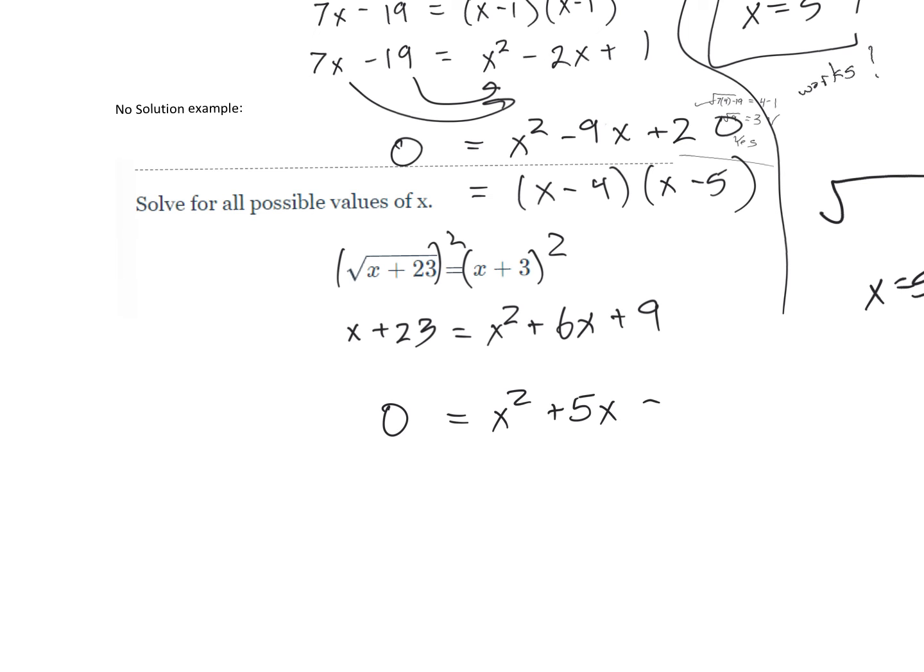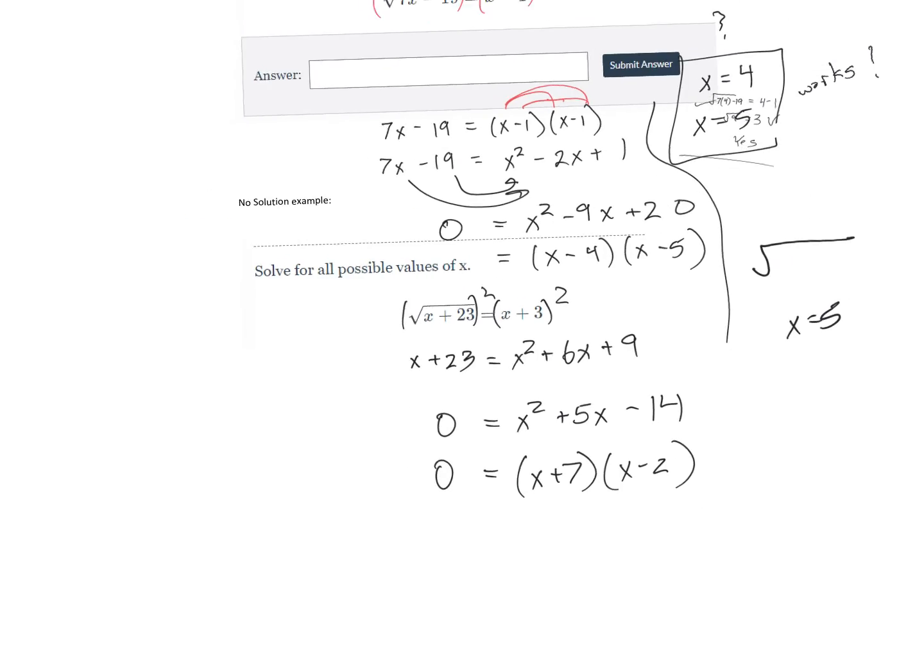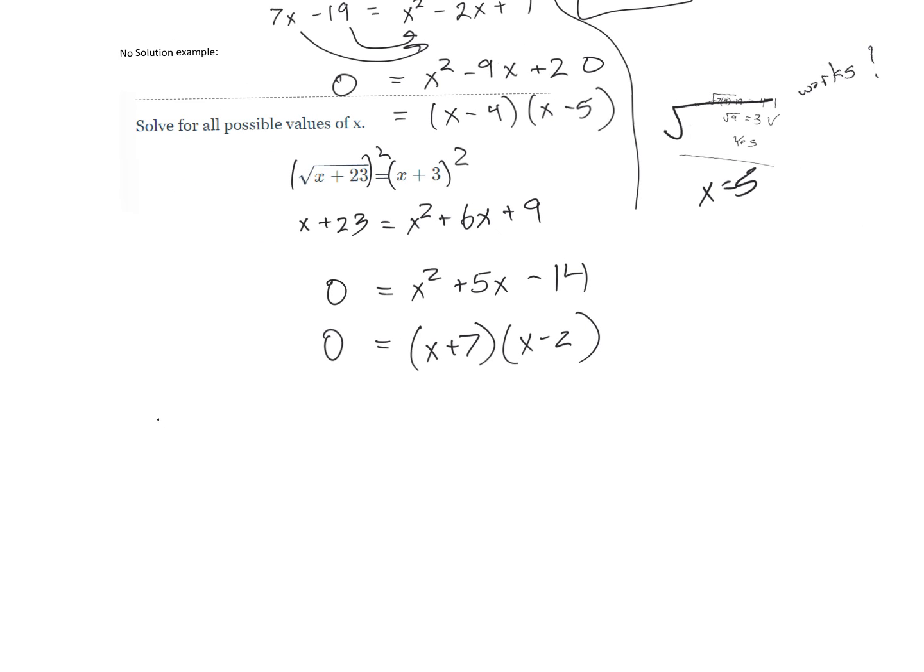Minus 9 minus 23. Yeah, this video is turning out not the best. x plus 7, x minus 2. Okay. So the two solutions are x equals negative 7, x equals 2. But check them.